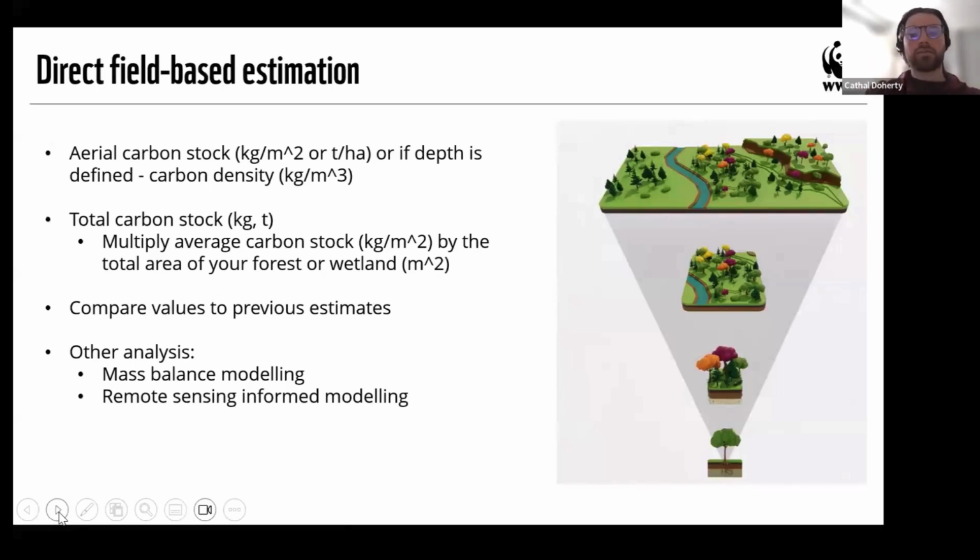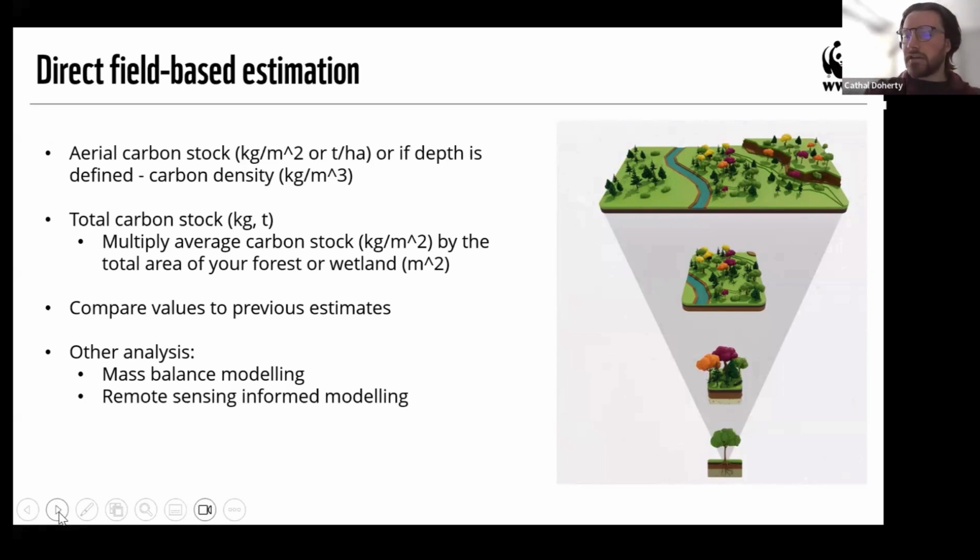Scaling up from single sites to entire study areas can be done typically using one of three methods. The first I'll describe here is called direct field-based estimation. In direct field-based estimation, the sites are averaged within an area and used together to approximate a larger area. Therefore, the amount of uncertainty is directly related to the amount of samples you collect in that area.